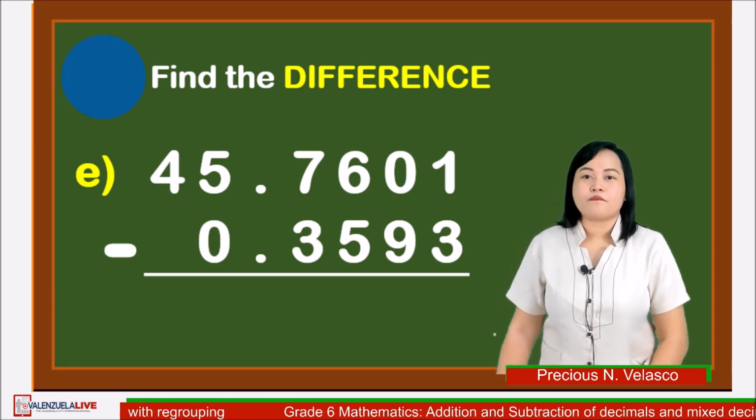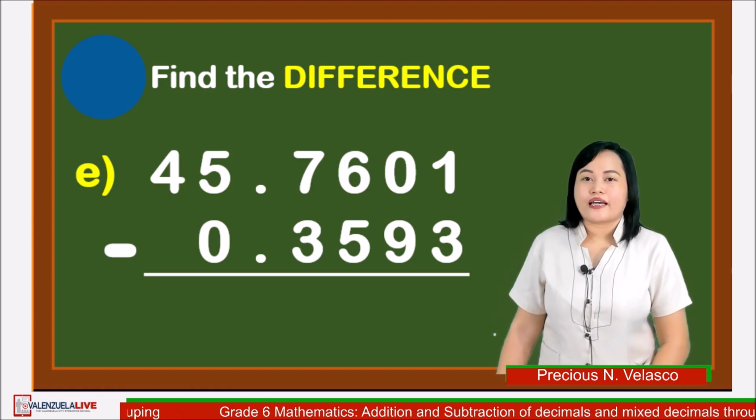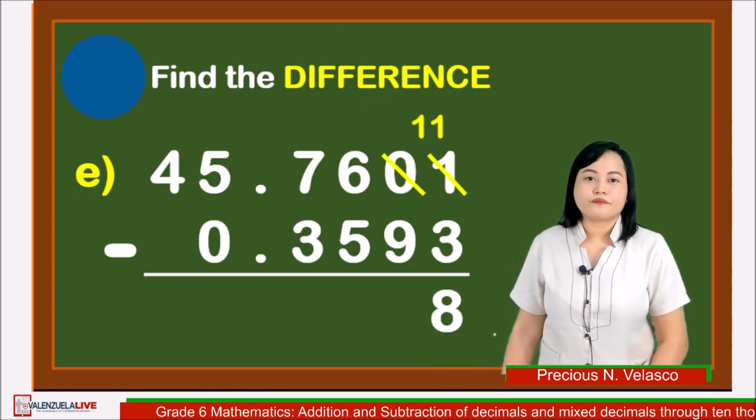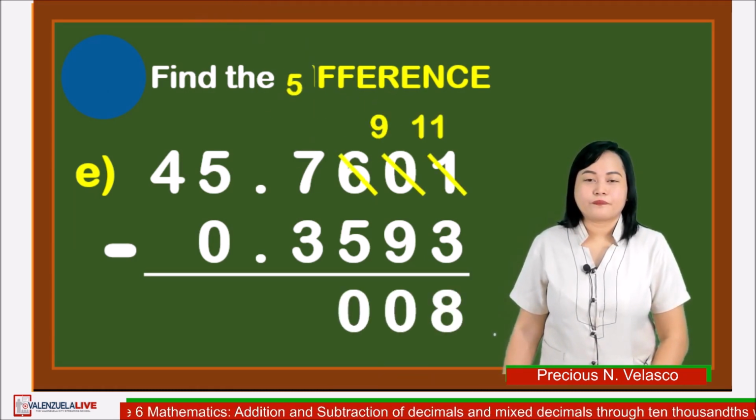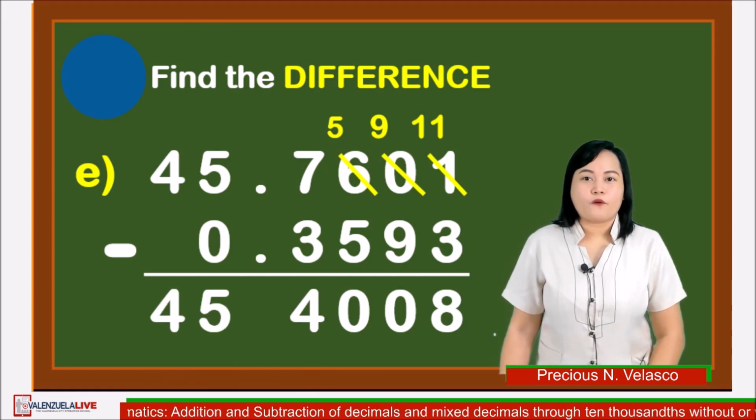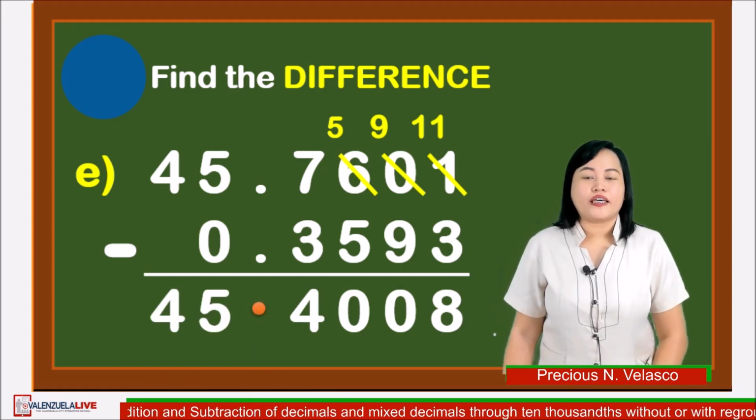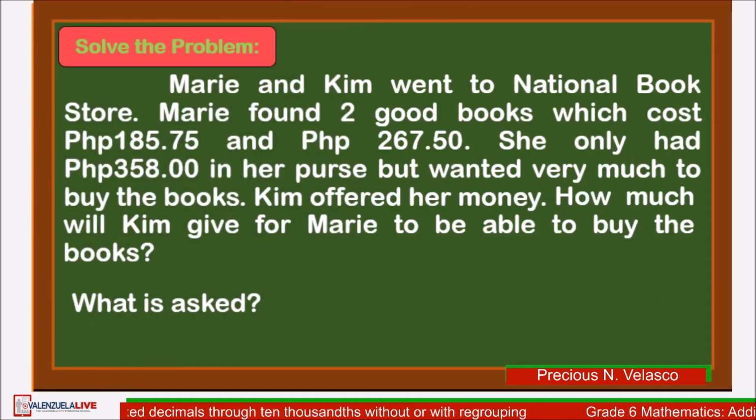Okay, time's up. Let's reveal the correct answer. Okay, very good. So you've got it right again. I think you are now ready for the next level, which is to solve problems involving addition and subtraction of decimals and mixed decimals through 10,000. So let's try this problem.